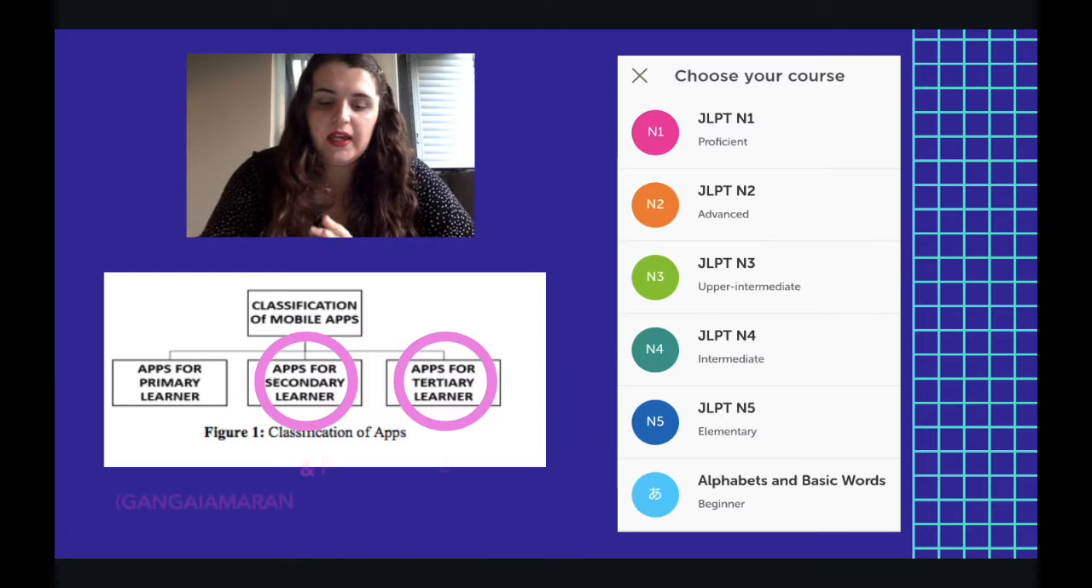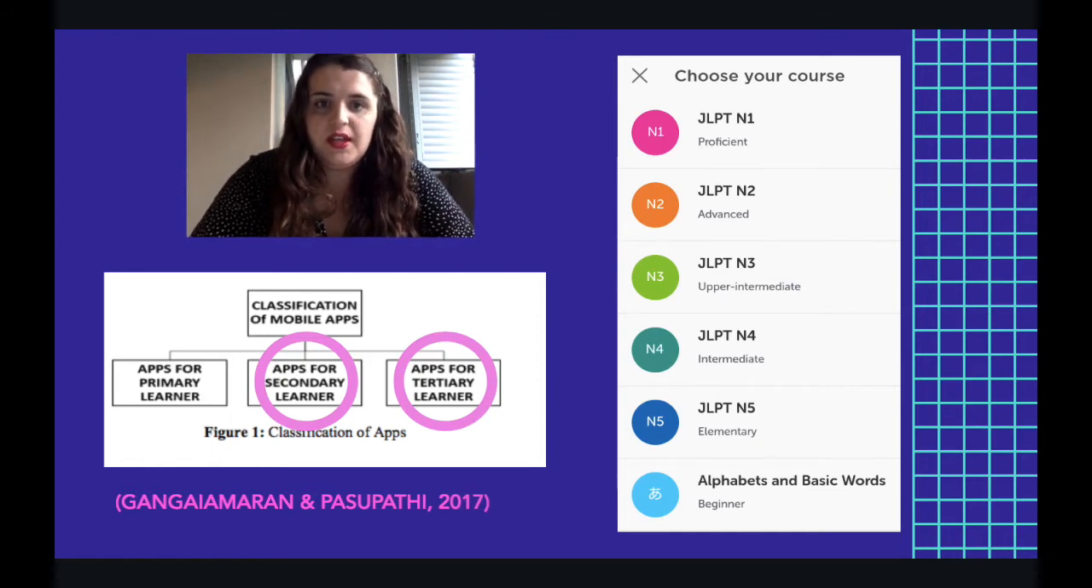So the paper by Gangaiamaran and Pasupathi in 2017 actually created a form of classifying apps and their target audiences. So there are apps for primary learners and secondary learners and tertiary learners. However, the Bunpo app mostly focuses on the secondary and tertiary learners.